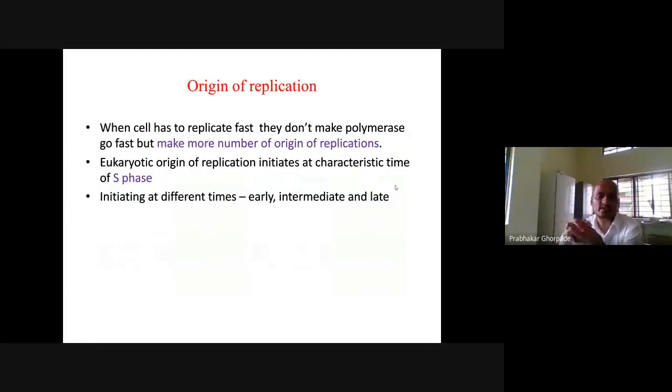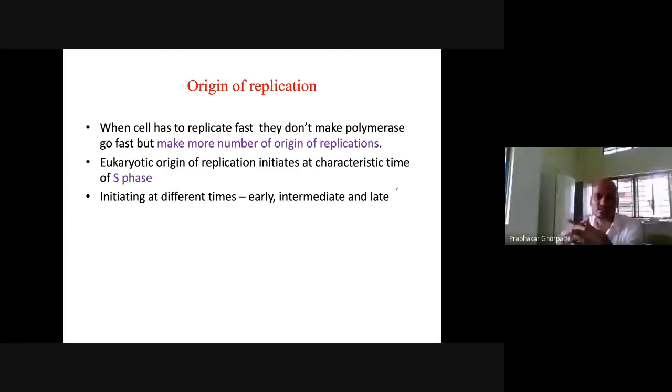So origins of replication mean the cell has to replicate fast. They don't make the polymerase grow fast, but make more origins. For example, we want to replicate our genome. Our genome is very large. So how do we go? Should we go fast, or should we make more origins of replication?